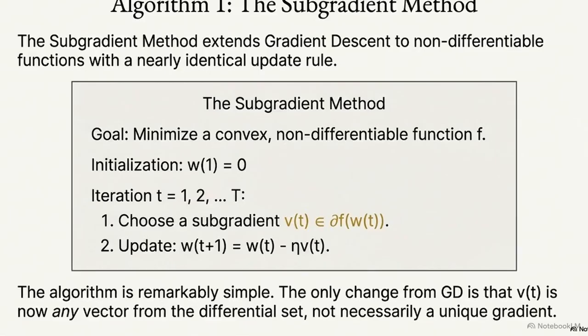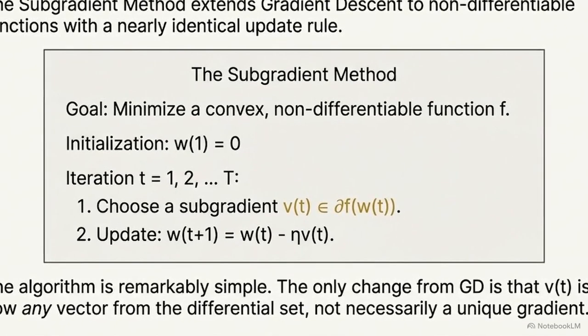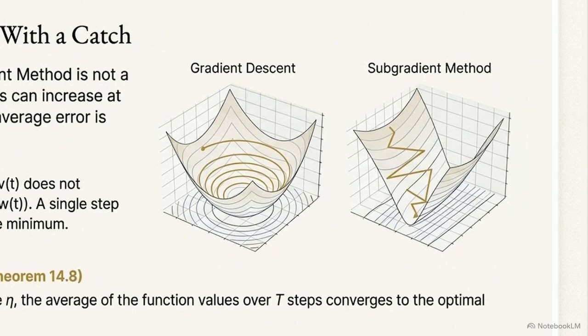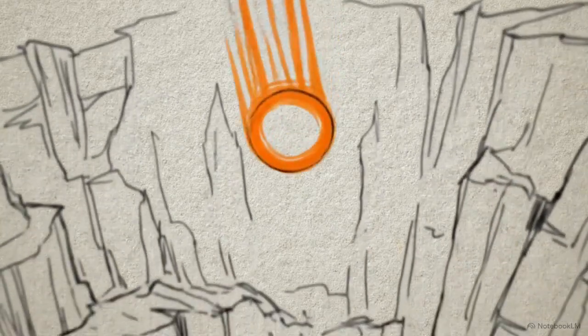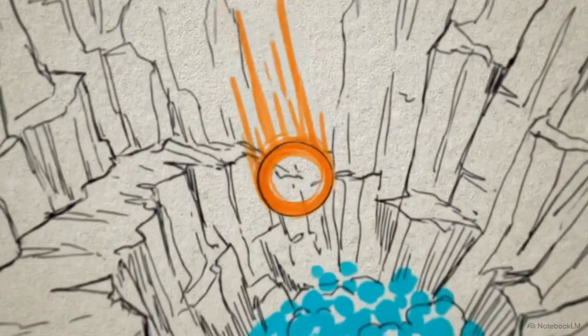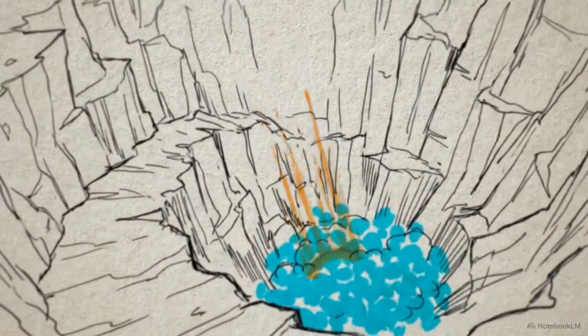When we upgrade to the subgradient method, this text block shows the critical change to the algorithm. Instead of freezing at an undefined point, it simply picks any valid vector from that differential set to keep moving. Comparing these two 3D graphs, you can see the difference in action. The smooth descent on the left is replaced by a jagged path on the right, as the algorithm bounces around the sharp canyon walls. The math is patched. Even on harsh, non-differentiable terrain, this method guarantees that we will eventually reach the minimum error.